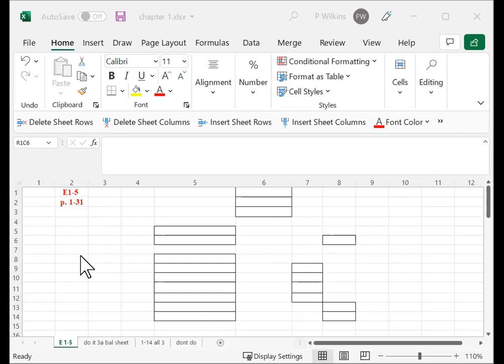So they're not asking for a balance sheet. They're just asking for an income statement and retained earnings statement. And remember, we need to do it in specific order. Income statement first, then the retained earnings statement, okay? So we're going to do the income statement first.